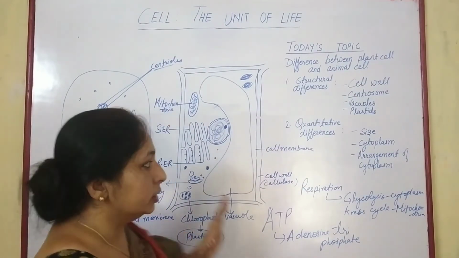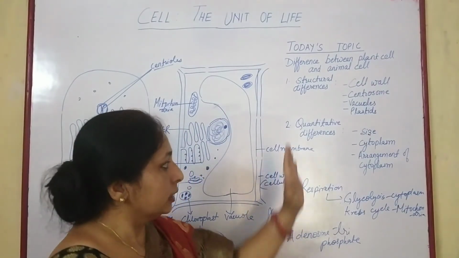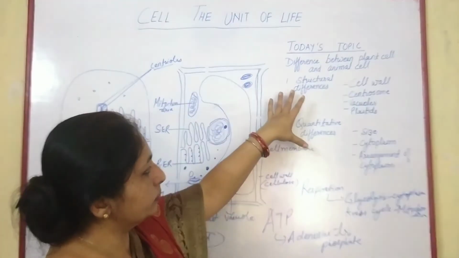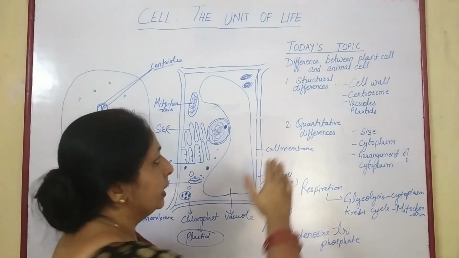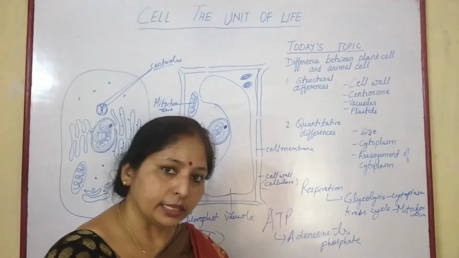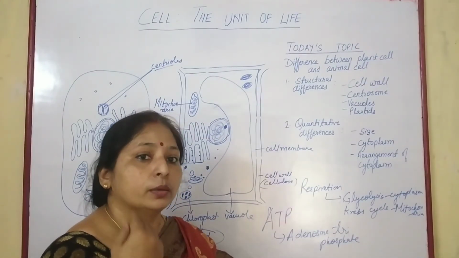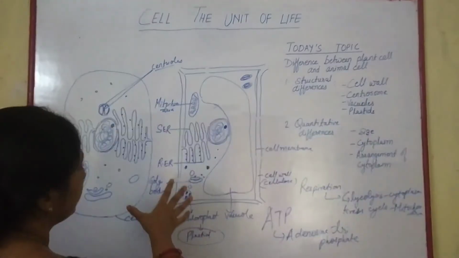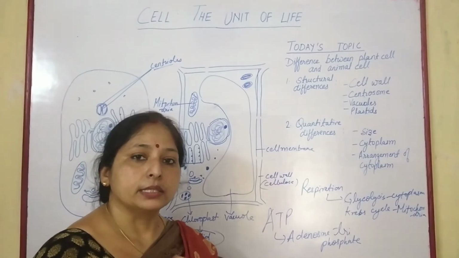So just draw the diagram, and based on the diagram, you just make the points, and then you clarify that the cell wall is present in a plant. So first of all, you have to draw the diagram. The more you practice the diagram, the clearer you are about the differences between the plant cell and animal cell.